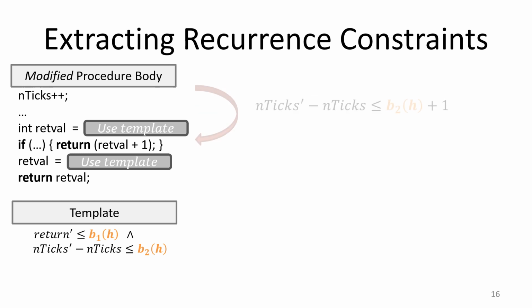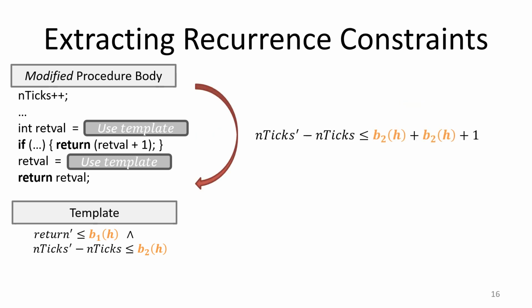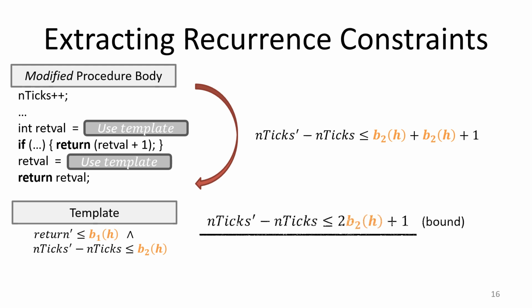Then, when we reach the first use the template operation, we know that n ticks will increase further by at most b2 of h. If we then go through another use the template operation, n ticks will increase again by at most b2 of h. So, what is our bound on the increase to n ticks? Well, the tightest single bound that holds on every path is 2 times b2 of h plus 1.